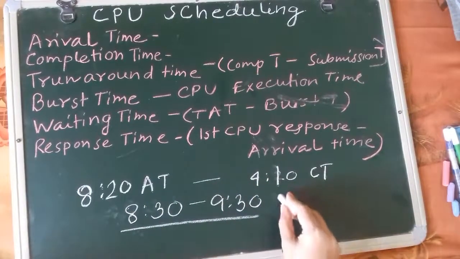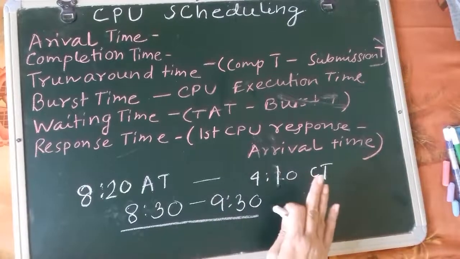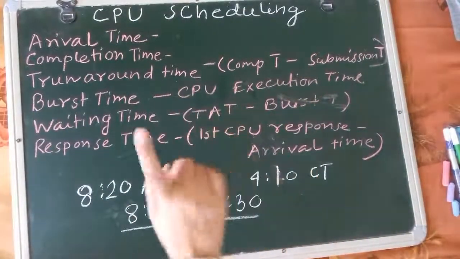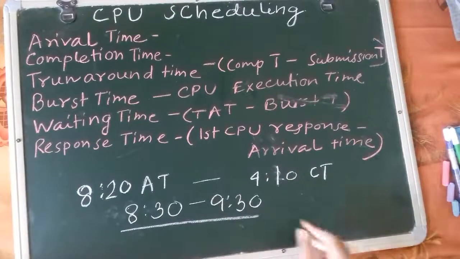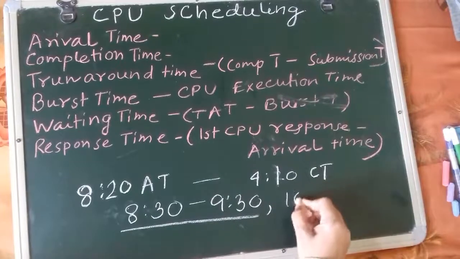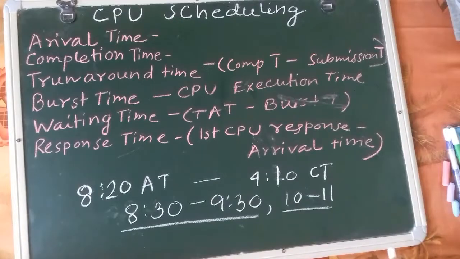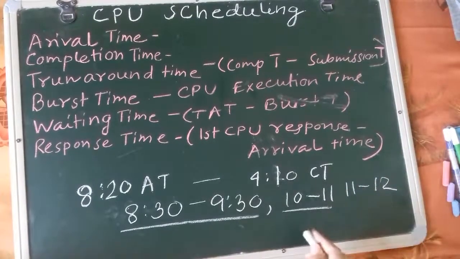You are coming to college for studying, so how much time you have studied is your burst time. Assume the CPU is your teacher. How much time the teacher was with you, that is your burst time. Maybe 8:30 to 9:30 you had a class, then your next class is from 10 to 11. This 1 hour is another burst time. Similarly, maybe 11 to 12 also one teacher was with you. This is your burst time.